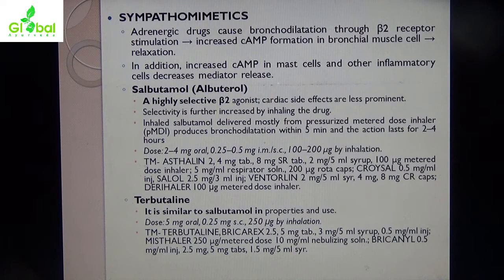Our first drug is salbutamol. It is also called albuterol. A highly selective beta 2 agonist. Cardiac side effects are less prominent. Selectivity is further increased by inhaling the drug. Inhaled salbutamol produces bronchodilation within 5 minutes and the action lasts for 2 to 4 hours. It is therefore used to abort and terminate attacks of asthma, but is not suitable for round-the-clock prophylaxis. Muscle tremors are the dose-related side effect. Palpitation, restlessness, nervousness, throat irritation and ankle edema can also occur.